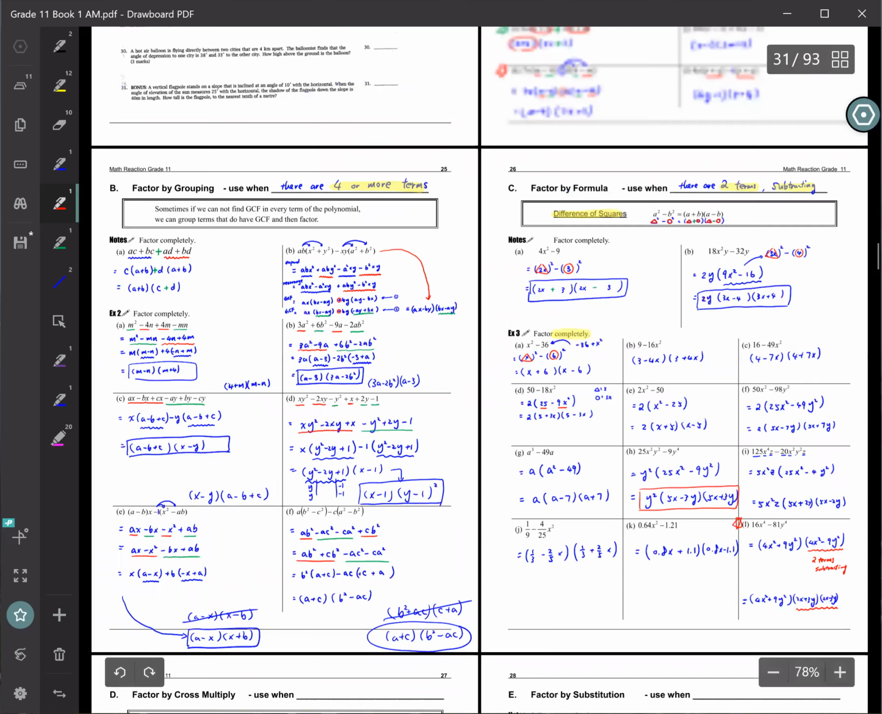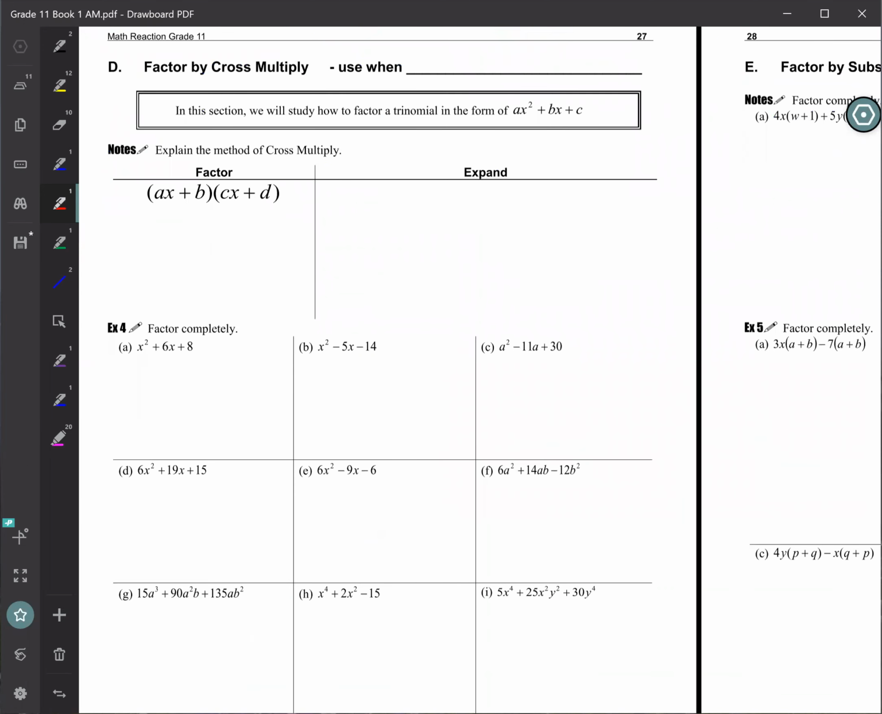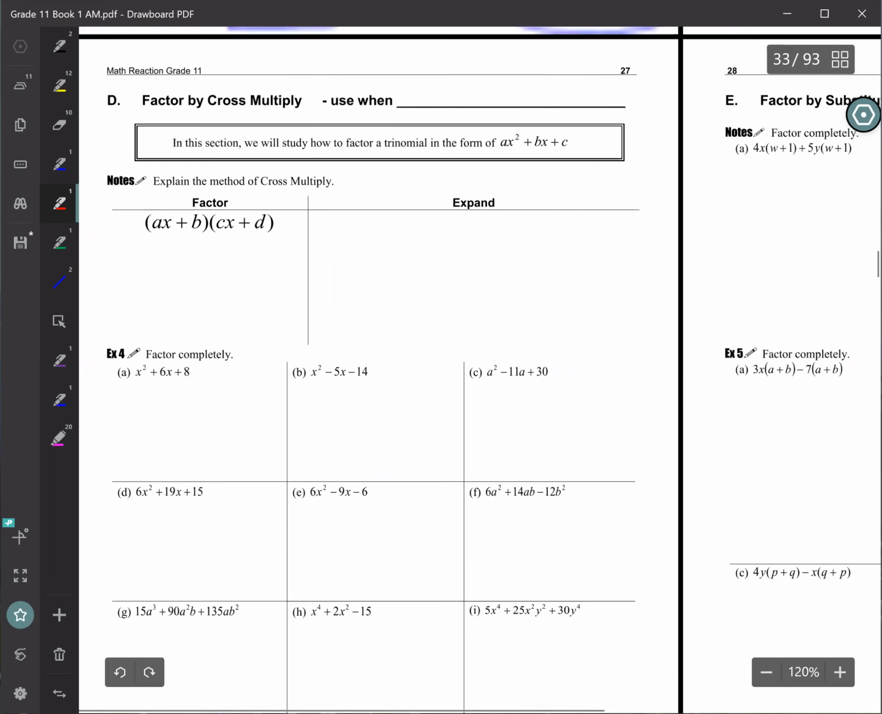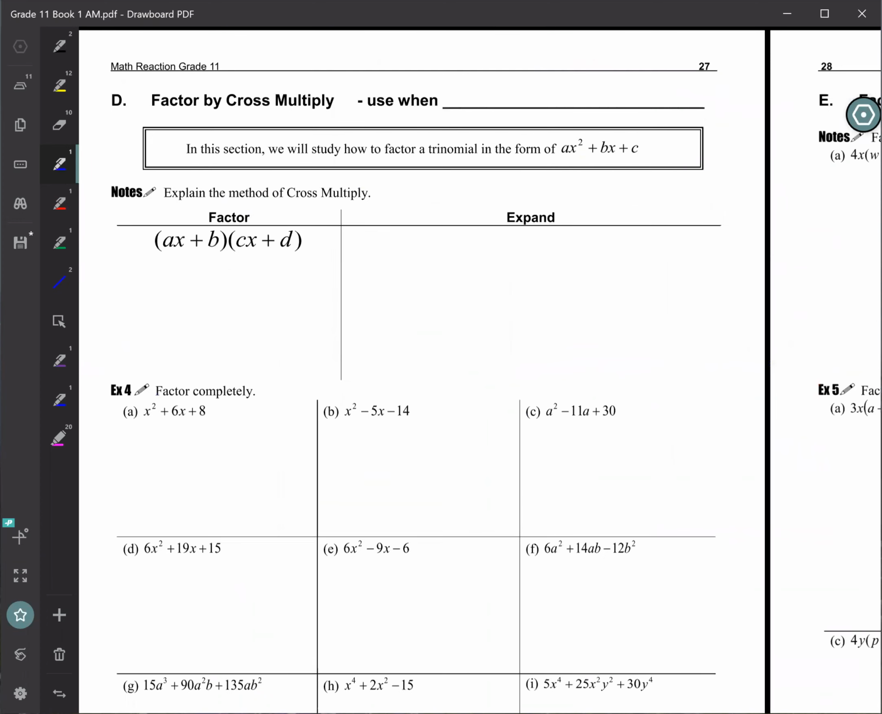Method 4. So factor by cross multiply, which we learned already. Maybe you learned it differently, but either way, your goal is to factor into brackets. So usually you just use it when you see 3 terms.